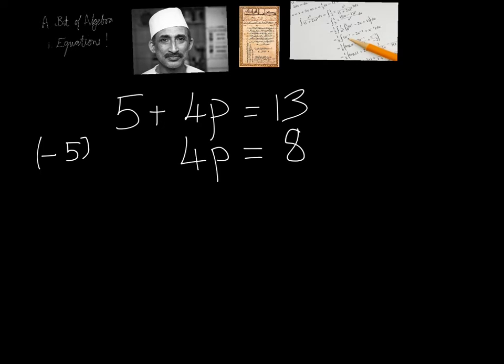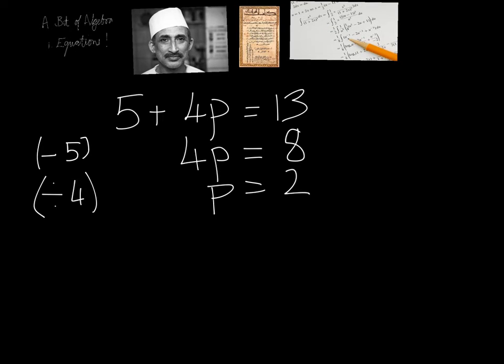Now it's looking a lot more straightforward. What do I want? Well, I want just p, I don't want 4p. How do I get p from 4p? Well, we divide by 4. And 4p divided by 4, if we actually had 4p divided by 4, everybody would have 1p. Do we write 1p? No, because we're not total novices at this. We know that we don't write a 1 in front of letters in algebra. So we are left with p equals, and 8 divided by 4, well, that's 2, isn't it?